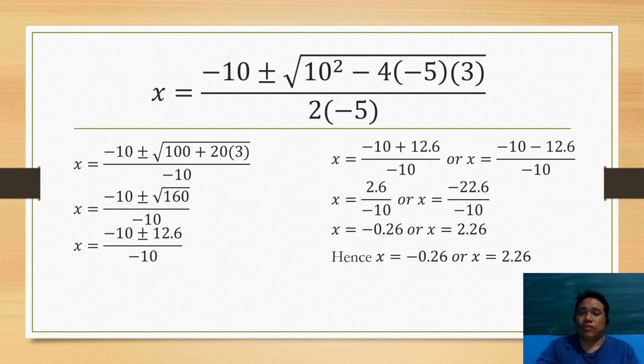So x is equal to a positive divided by a negative, which is a negative. Dividing by 10 means only moving the decimal point one place forward. So that's going to be 0.26. So x equals negative 0.26 is our first possible answer. Or x equals a negative divided by a negative, which is a positive. Again, dividing by 10 just means moving one decimal place forward, so that's going to be 2.26. Hence, x is equal to negative 0.26 or x is equal to 2.26.